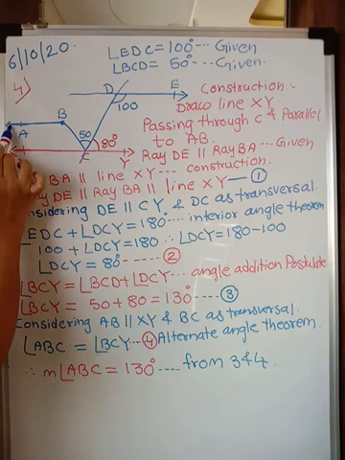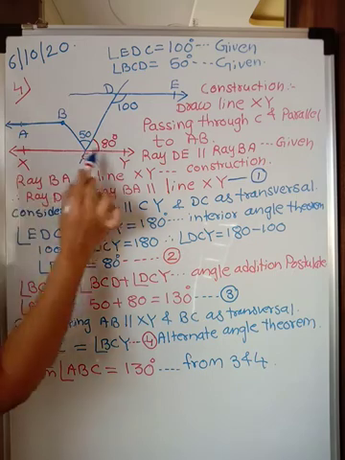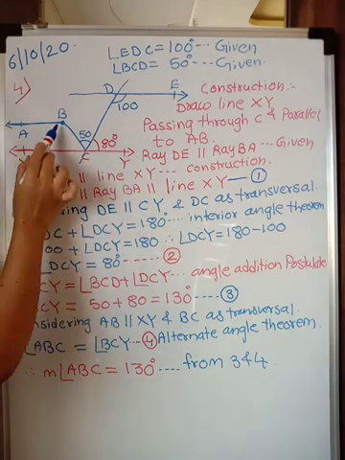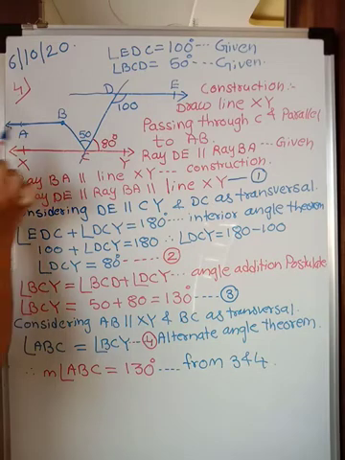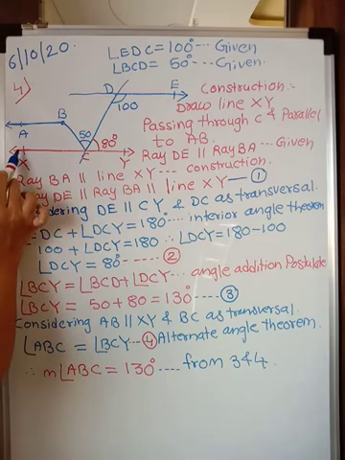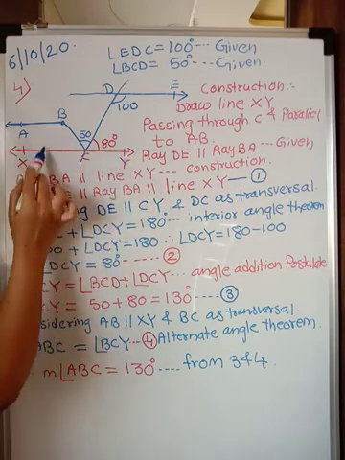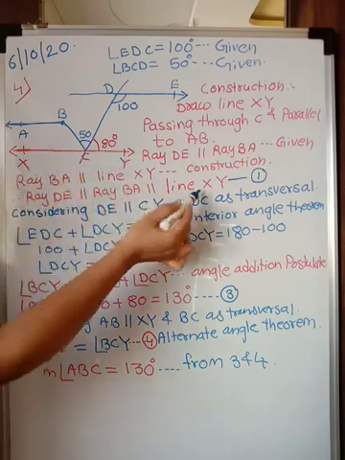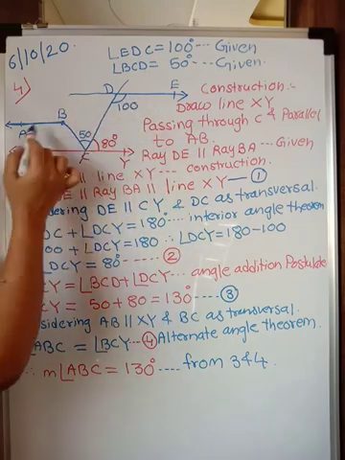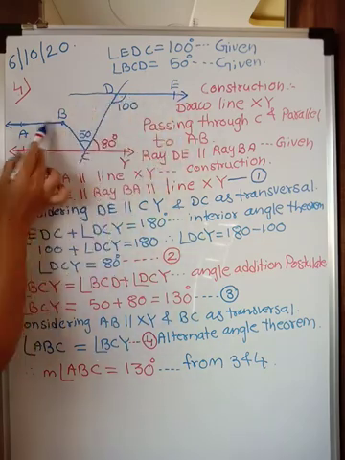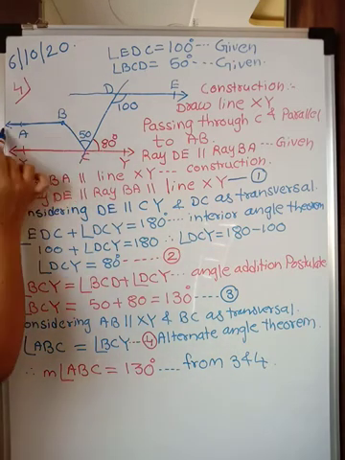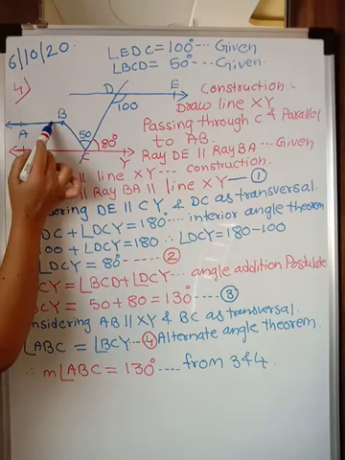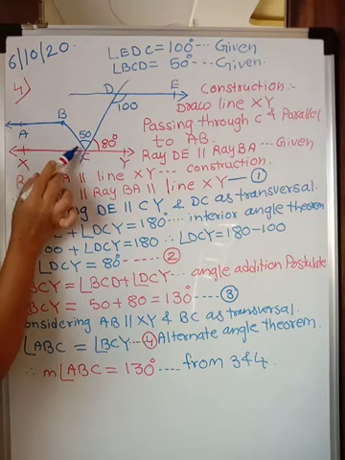Now, consider ray BA. This is a ray because there is an arrow only at one side. So ray BA and line XY are parallel. We have seen this over here. All these three become parallel to each other: ray DE, ray BA and line XY. Now consider these two, one ray and one line, and BC is the transversal.